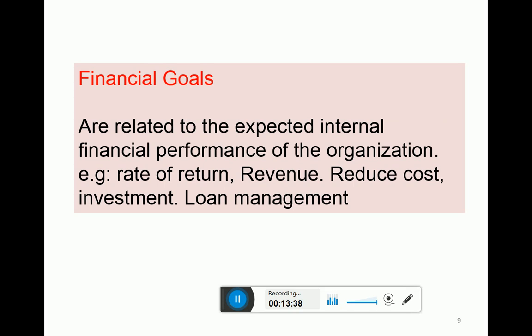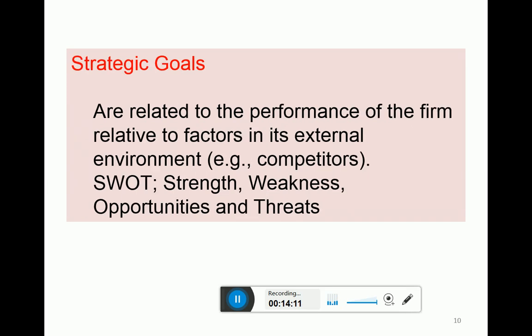Financial goals are the goals related to organizational finance and financial performance. For example, in your organization: I want to increase my rate of return, enhance my revenue, reduce my cost, maximize my investment, manage my loan. The rate of return, revenue, reduced cost, investment and loan are all financial terms related to the financial performance of an organization. These are simply known as your financial goals.